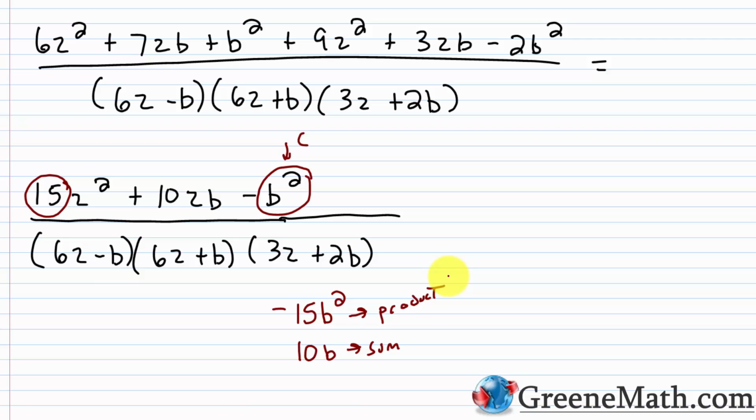Forget about the b part. Can you think of two integers that would multiply together to give you negative 15 and sum to give you 10? Well, you've got 1 times 15. That's not going to work. You can't change the signs around and give you that. And you've got 3 times 5. So nothing you can really do with that. So you can't get the number part to work out. This part would work itself out automatically if you got the numbers to work out. So this is going to be a prime polynomial, and we're not going to be able to factor it any further. So this is the simplified answer: 15z squared plus 10zb minus b squared, and this is over 6z minus b, times 6z plus b, and then times 3z plus 2b.